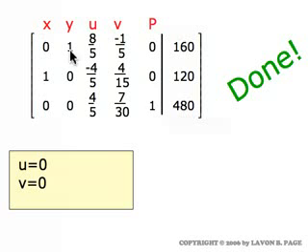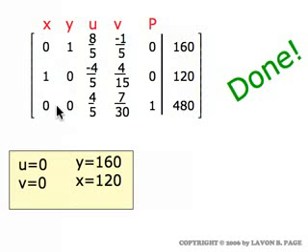Which columns are not in the special form of having a 1 and the rest of the numbers 0? They're the U column and the V column, right? So we set those variables equal to 0. And then we block out those columns and interpret each row as an equation and see what it says. The first row, if you block out the U and V column, simply says y is equal to 160. The second row says 1 times x is equal to 120. And the third row would say that 1 times p is equal to 480.